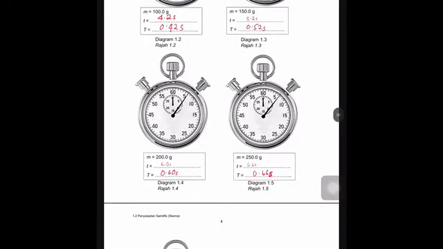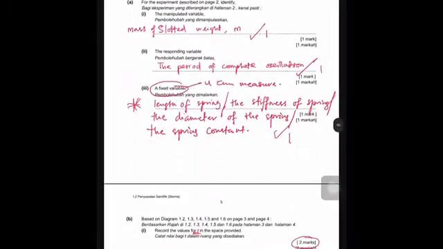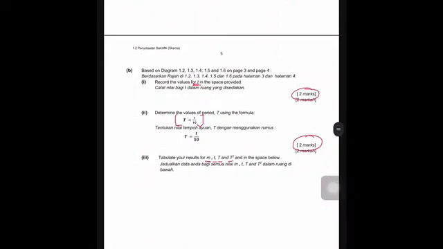If all 3 are correct, you get 2 marks. Only from reading and recording your data, you already get 4 marks here. Okay, and then next. Tabulate your results for M and T. What is given here? It is already given.